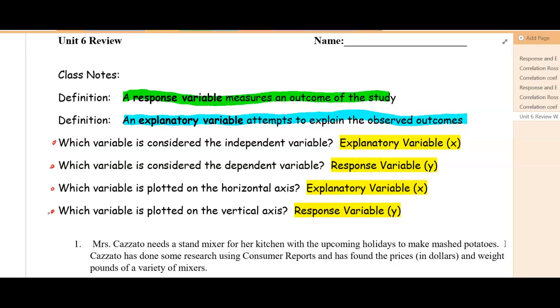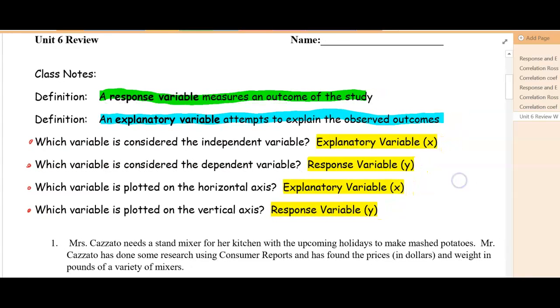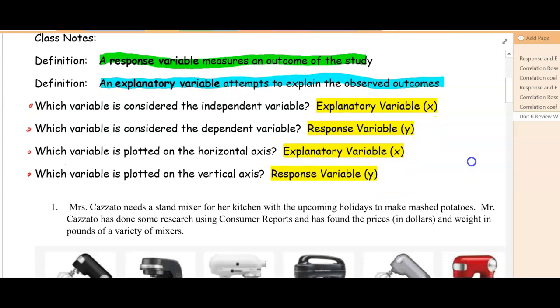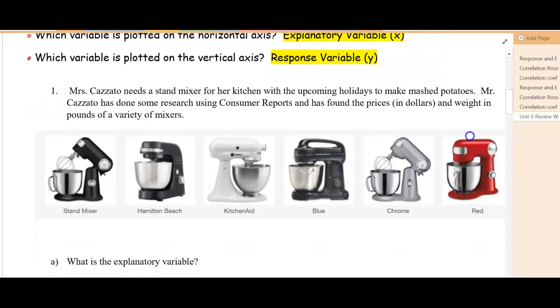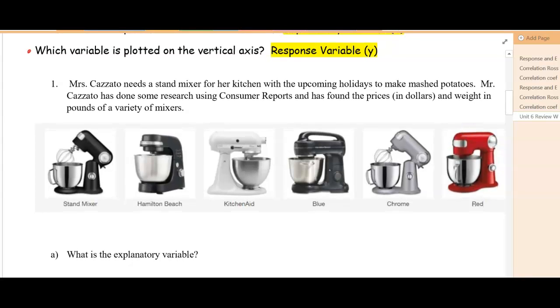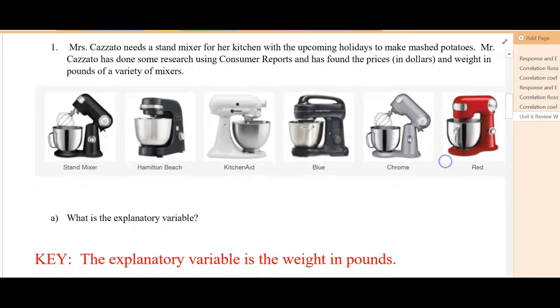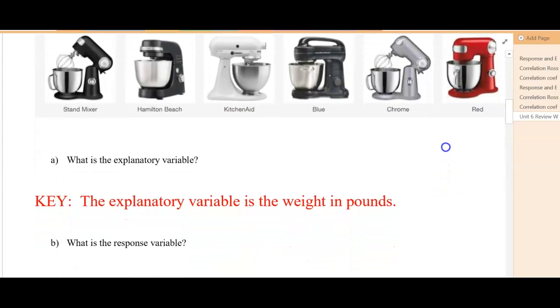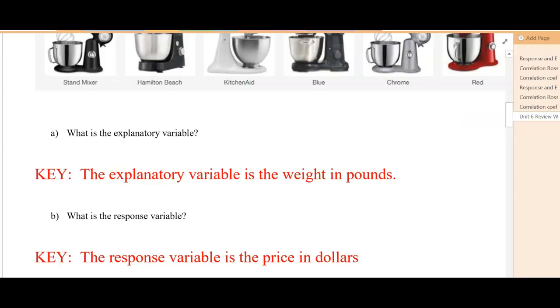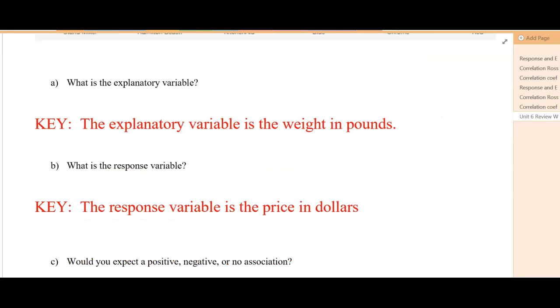So Mrs. Gazzato needs a stand mixer for her kitchen with the upcoming holidays to make mashed potatoes. I did some research using Consumer Reports and found the price in dollars and the weight in pounds of a variety of mixers. So the question of interest is, what's the explanatory variable and what is the response variable? So in this particular problem, the explanatory variable is the weight in pounds, and the response variable is the price in dollars.